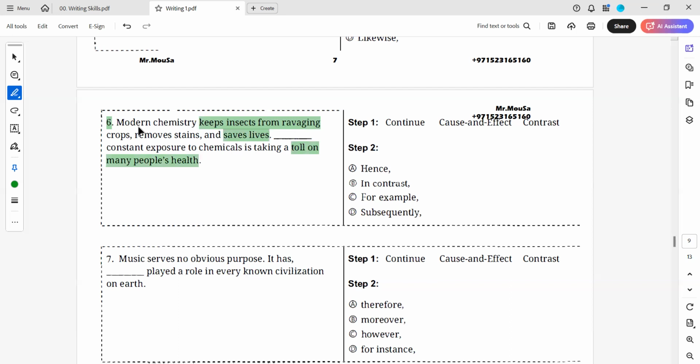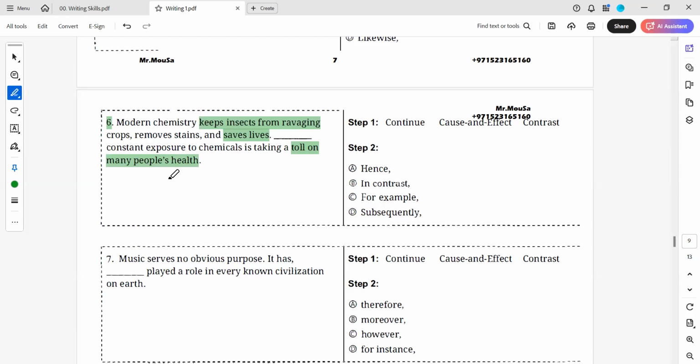The first idea, they said modern chemistry keeps insects from ravaging crops, it removes stains and saves lives. It seems that here we have the positive side of using modern chemistry. In the following sentence, they said constant exposure to chemicals has taken a toll on many people's health. Guys, it has its own impact on people's health. So the relationship here is, yes, that's it. Now it cannot be continue. No, here we have the positive side, here we have the negative side. Positive side and negative side.